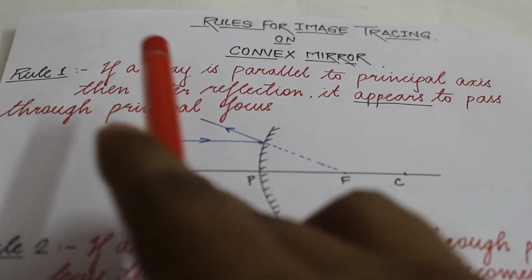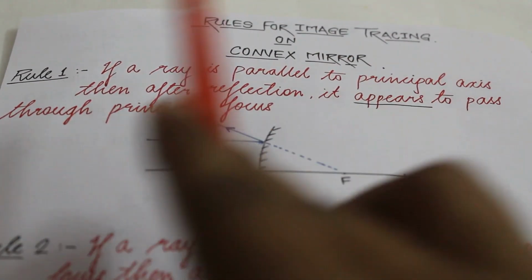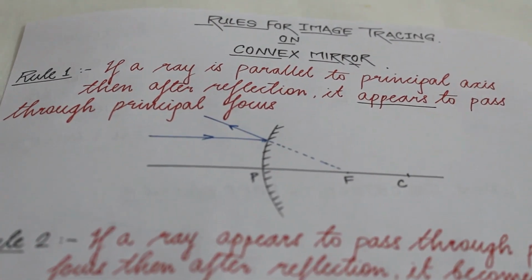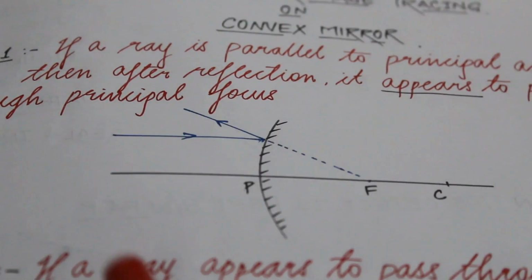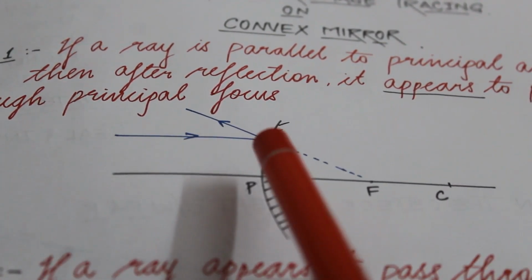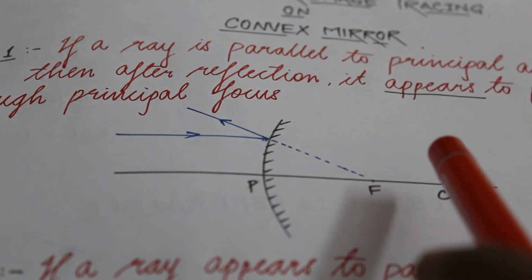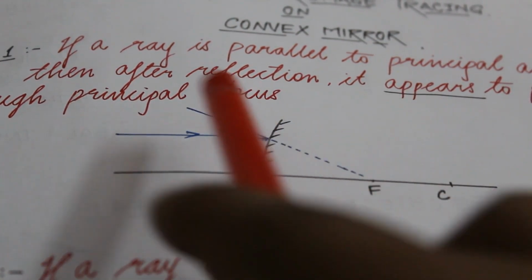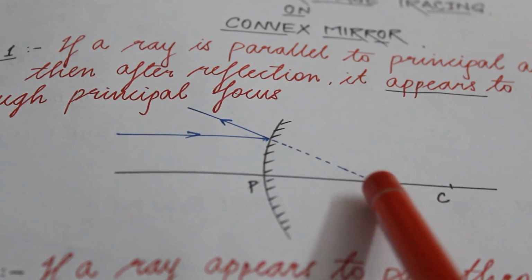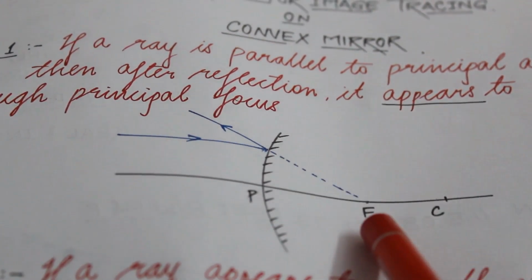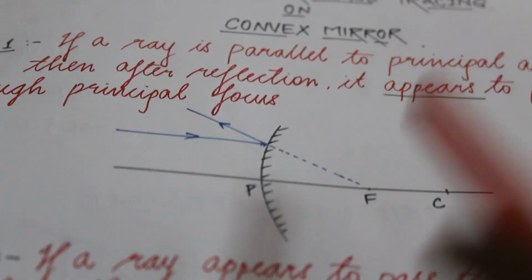The first rule is, if a ray is parallel to the principal axis, then after reflection it appears to pass through the focus. It means it won't be actually passing. If I draw a convex mirror, this is a ray parallel and it will get reflected back. As we know, the focus is on the other side, so a reflected ray can't pass through it. But if we produce it, it will appear to pass through the focus. It won't be actually passing.